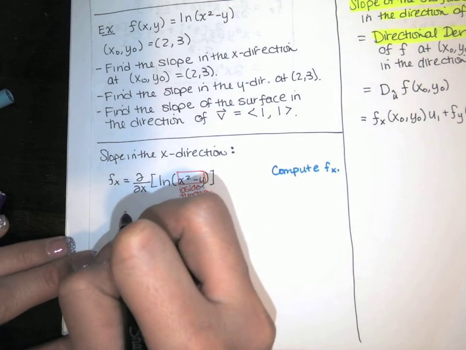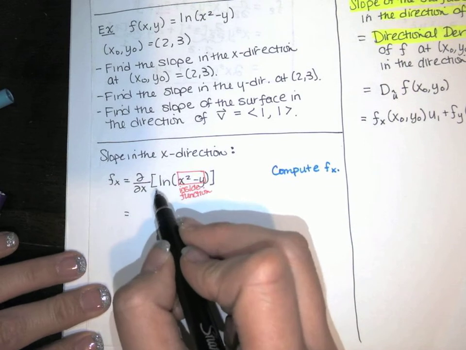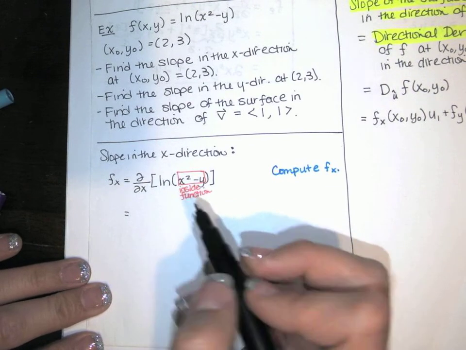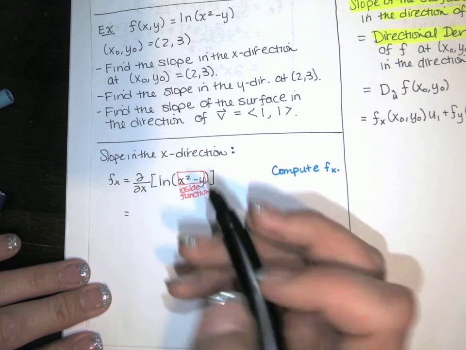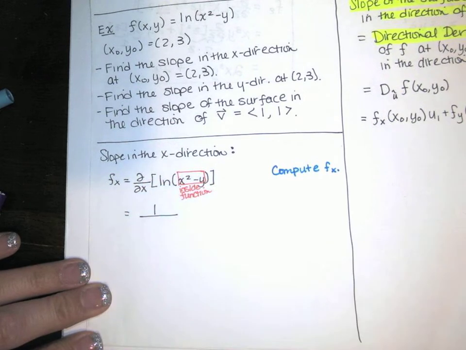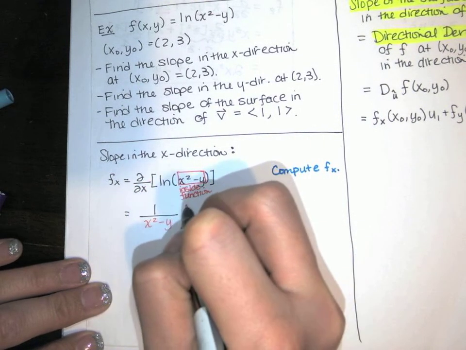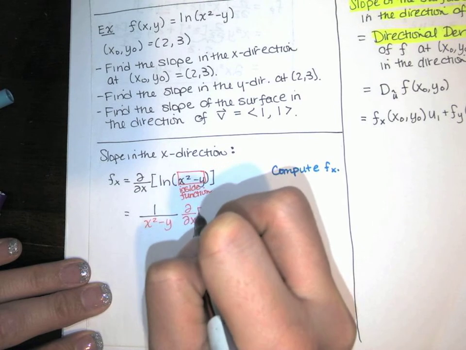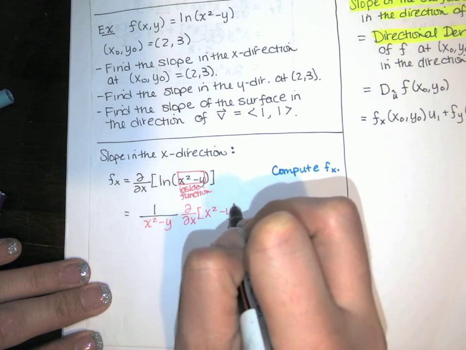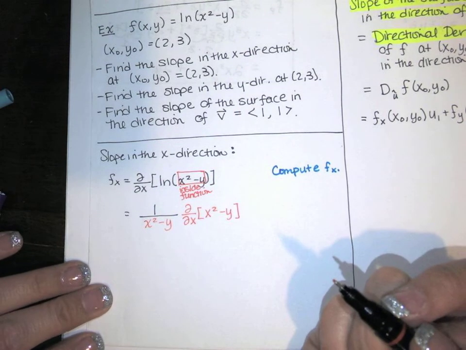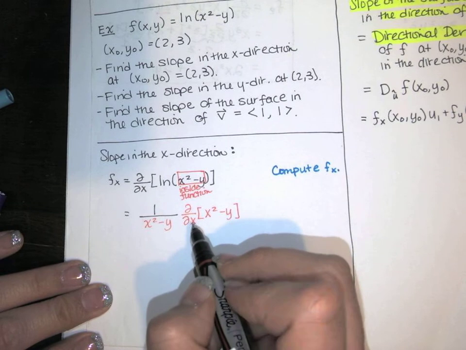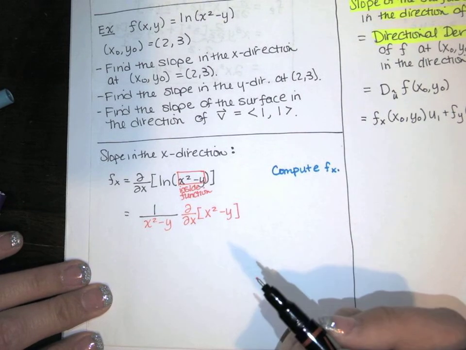So remember how the chain rule works. First we take the derivative of the outside function. The derivative of natural log of a function is 1 over that function. And then we multiply by the derivative of the inside by the chain rule with respect to x, treating y as a constant.